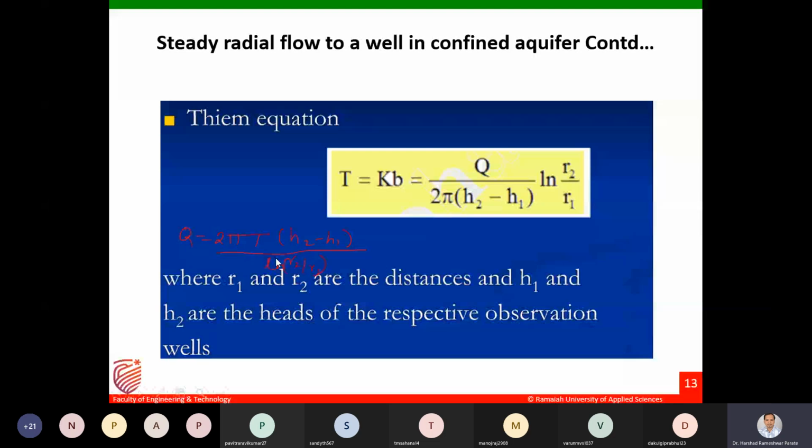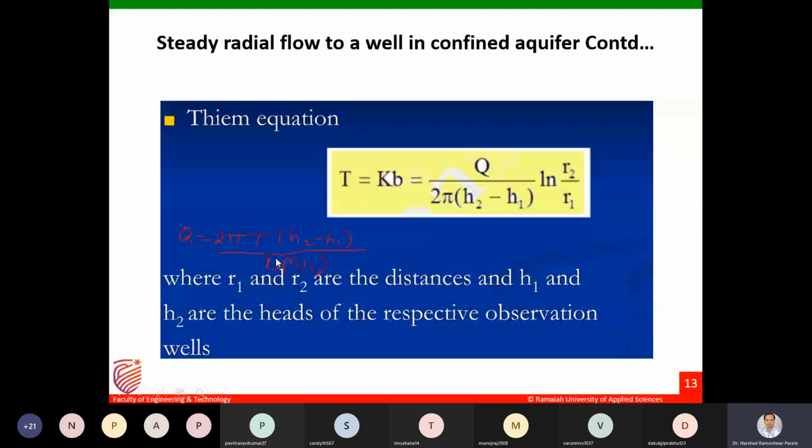Normally, what we measure is the drawdown from the ground level. So if you want to write this equation with respect to the drawdown, you can write it this way: Q is equal to 2 pi T into S1 minus S2, divided by ln of R2 by R1. Here we have written H2 minus H1, here it is S1 minus S2. So this value should be positive.